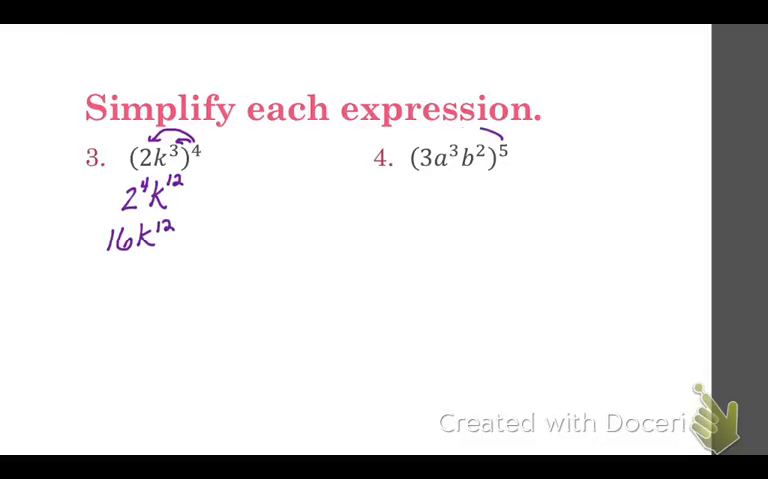Likewise, in number 4, I need to raise each factor inside the base to the 5th power. So 3 to the 5th, a to the, keep my base multiply, 15th, and b to the 10th. You can figure out what 3 to the 5th power is. It should be 243, a to the 15th, b to the 10th. So hopefully you see how to use product rules to figure out how to simplify expressions much faster. And again, at any time that you forget your rules, go back to expanding to rediscover your rules.